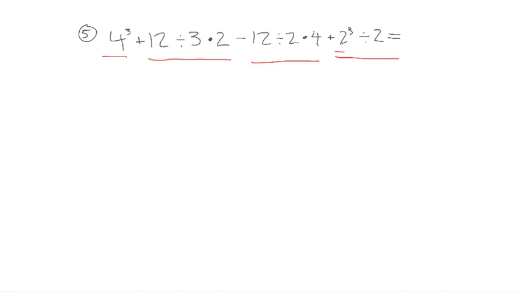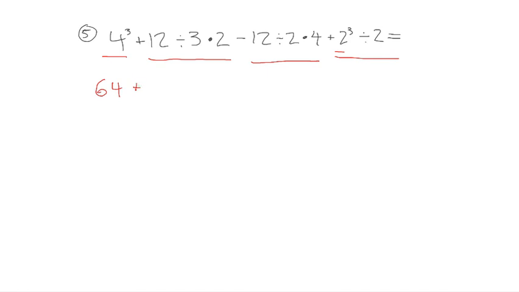4 to the 3rd power is 64. That means 4 times 4 times 4, right? And 4 times 4 is 8. Excuse me, 4 times 4 is 16, and 16 times 4 is 64. And so that will be added to this next thing here.